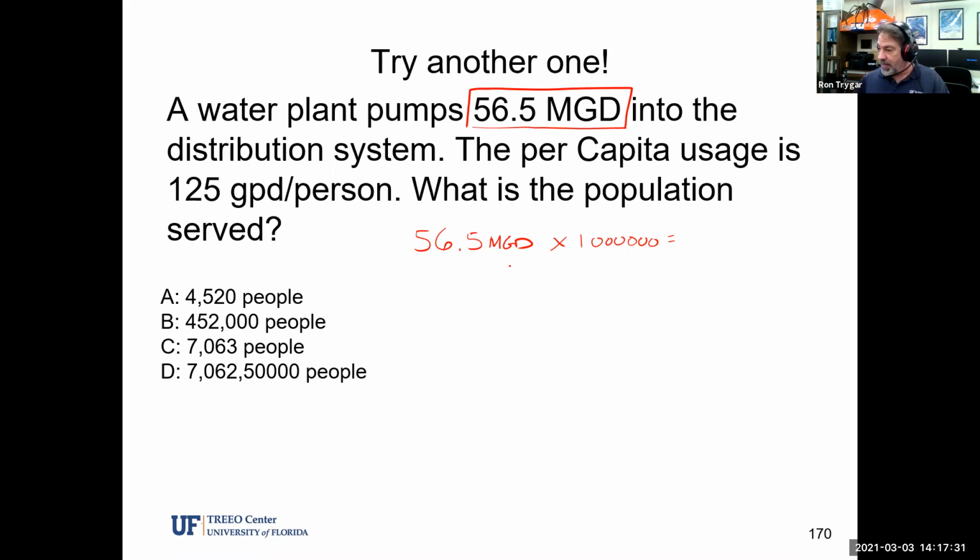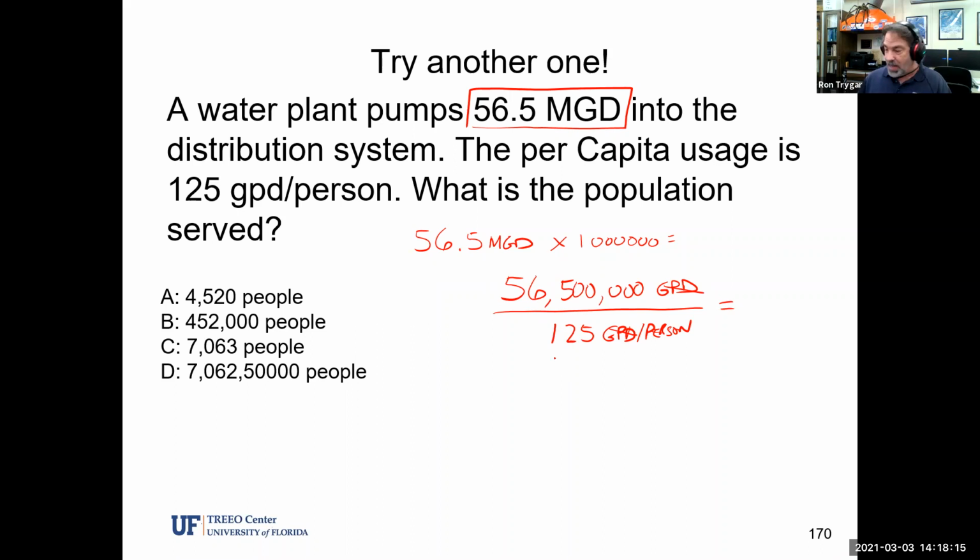So I come up with an answer that looks like this. I have 56,500,000 gallons per day. So that's my flow rate out of the water plant per day. And if we know that each person on average uses 125 gallons per day per person, then the gallons per day will cancel out at the end and we'll end up with just persons. So 56,500,000 divided by 125.